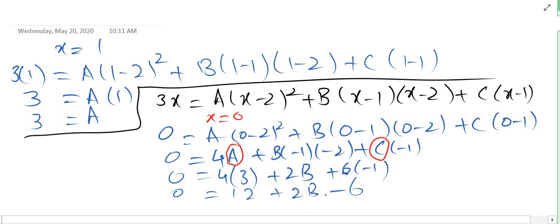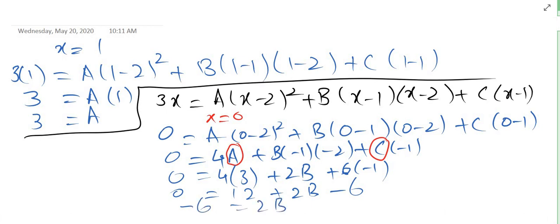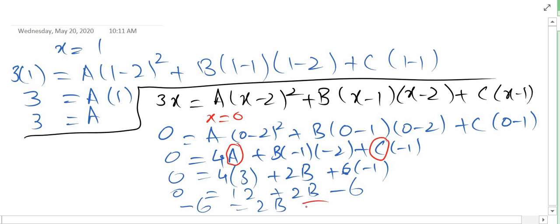When we shift this 6 to the left side, it will subtract, so minus 6 is equal to 2b. So what will be the value of b? 2 is multiplying here. When it is shifted to the left hand side, it will divide, so minus 6 over 2, b is minus 3. So we have derived all the values: the value of a, the value of b, and the value of c.